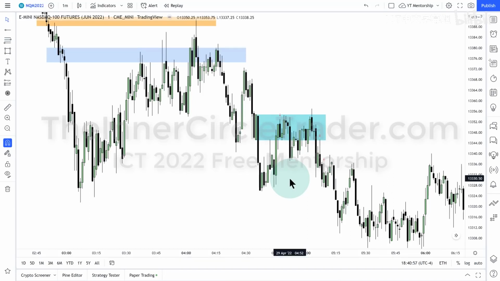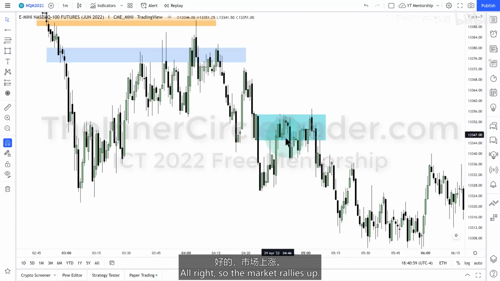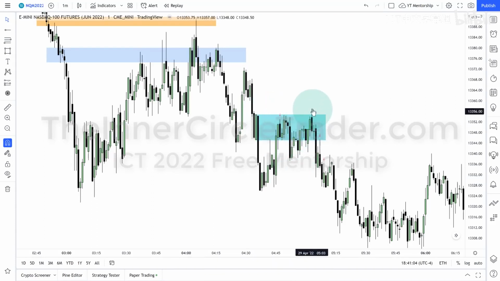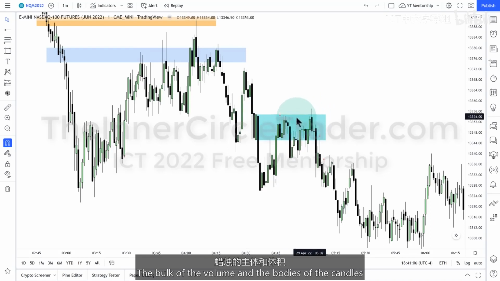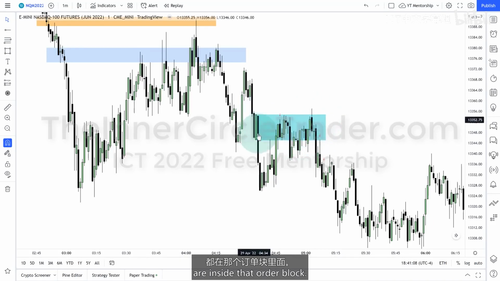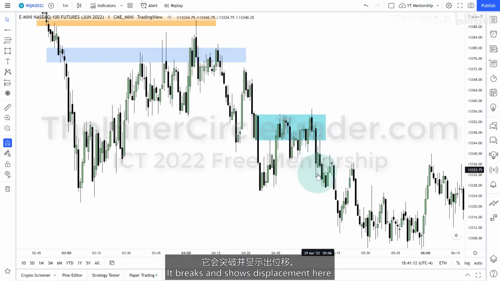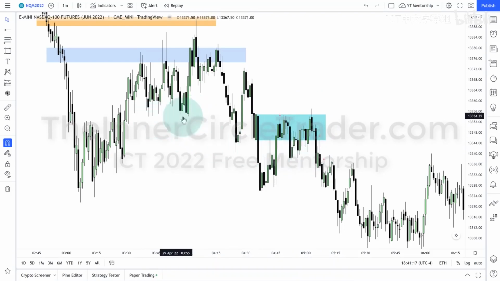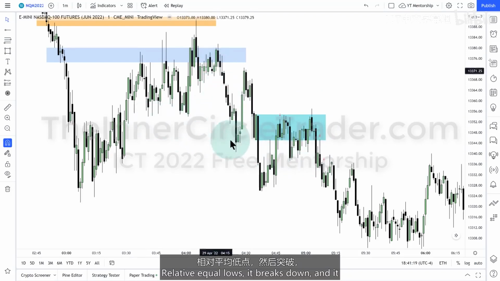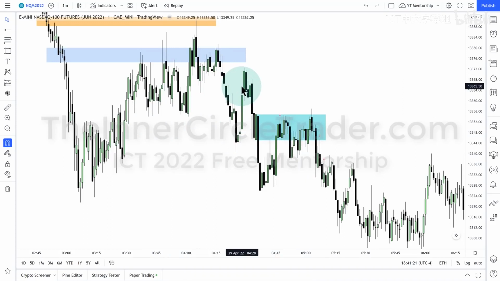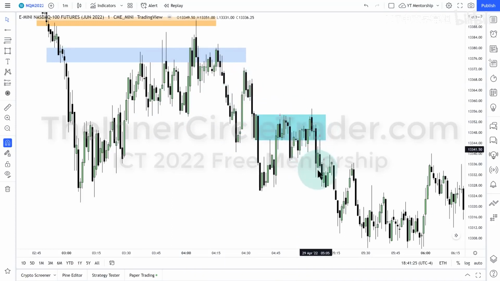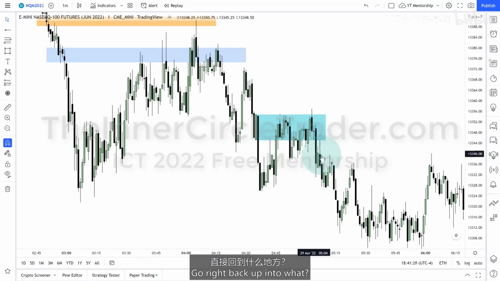There it is. All right, so the market rallies up. It stabs above the order block here, but it's just the wick. See that? The bulk of the volume and the bodies of the candles are inside that order block. Then the market does what? It breaks and shows displacement here. Remember what I said about this pattern? Relative equal lows, it breaks down and it goes back to a fair value gap. Here it is again, relative equal lows, displacement, fair value gap. What does it do? Go right back up into what?